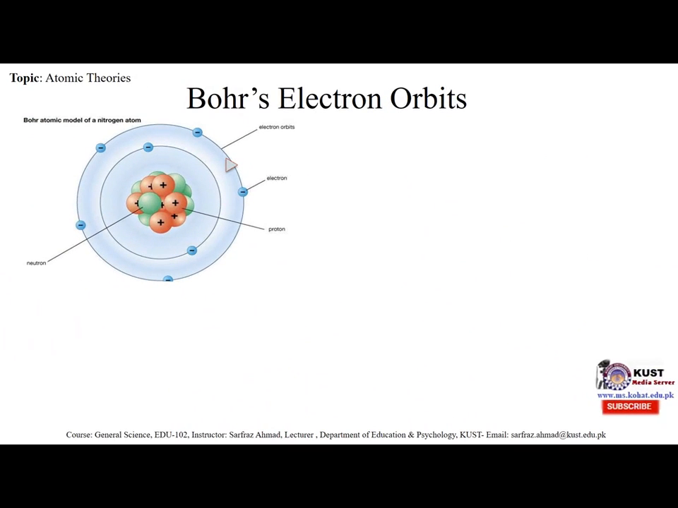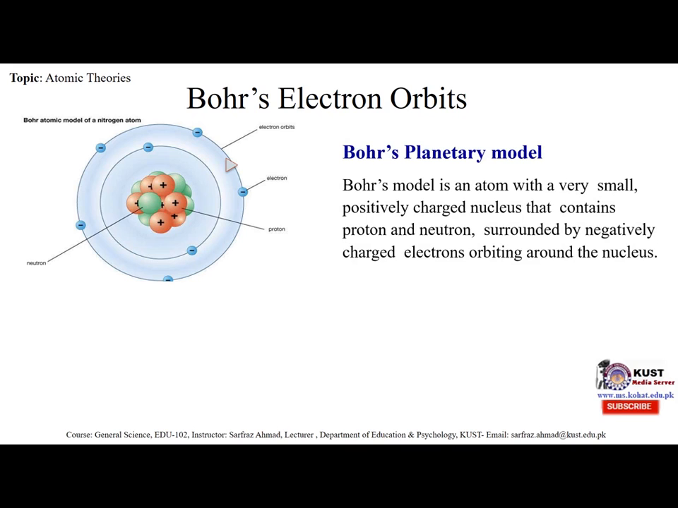The Bohr electron orbit model states how electrons move around the nucleus. In the electron orbits, negative are the electrons, positive are the protons, and the ball shown in green color is the neutron. The Bohr planetary model explains that the Bohr model is an atom with a very small positively charged nucleus that contains protons and neutrons, surrounded by negatively charged electrons orbiting around the nucleus.